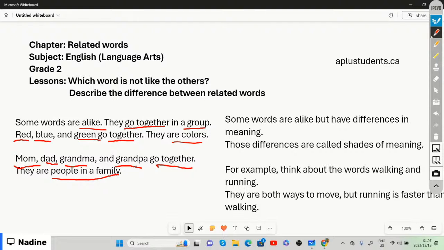So we call these related words. It's where some of the words are alike and they can go together in a specific group. So it's basically grouping them. And in these two examples that we made, these examples are grouped either in colors or in people within the family.